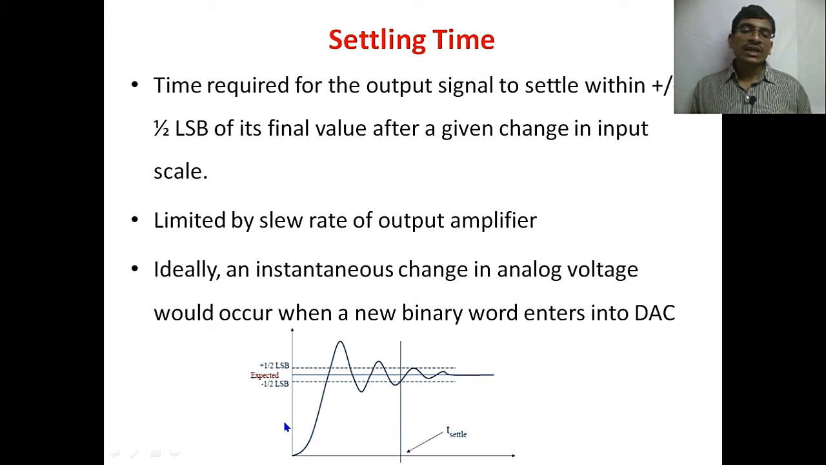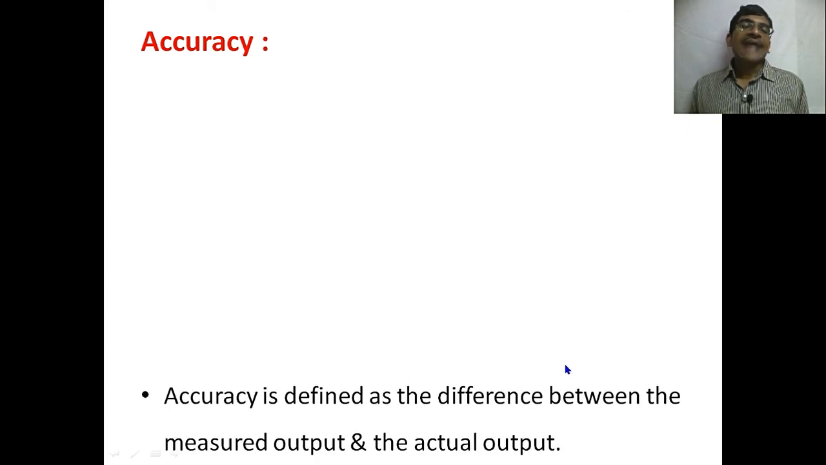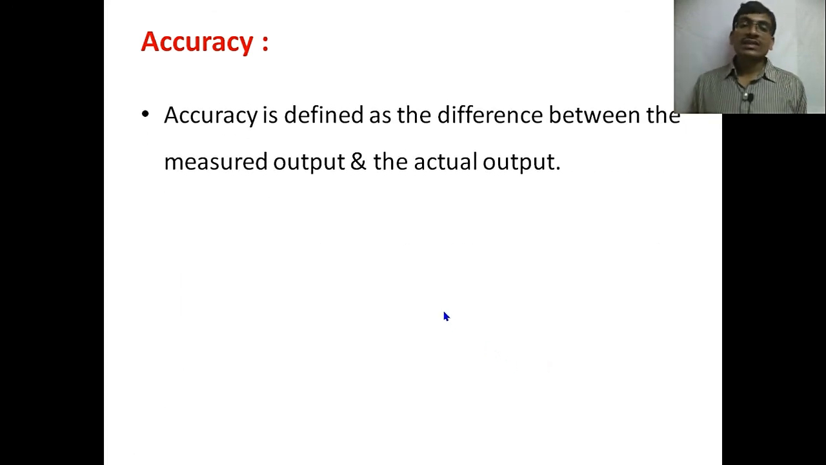Up to this point, the output was not settled. It is swinging like anything, increasing, decreasing, increasing, decreasing. Here also we have a swing, but it is within the specified limit. So how much time is required to enter this half LSB variation is called the settling time. Now it is the exact, expected output voltage.